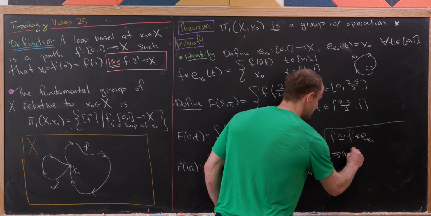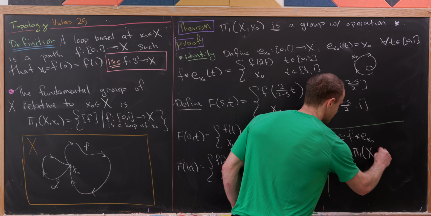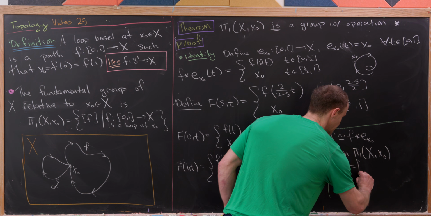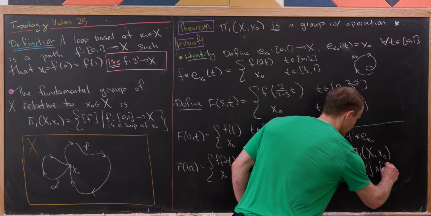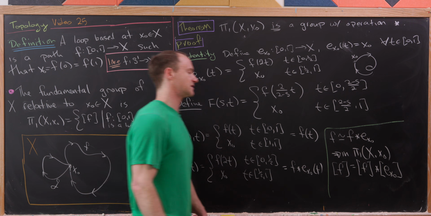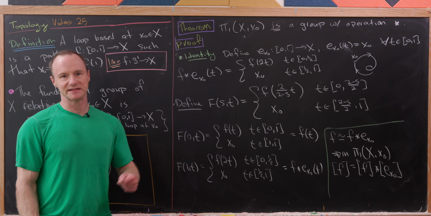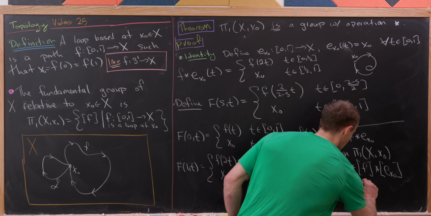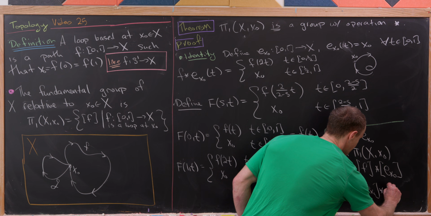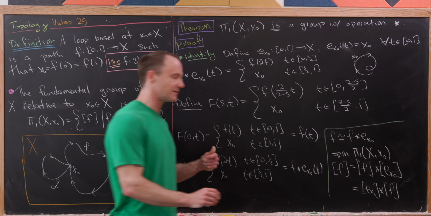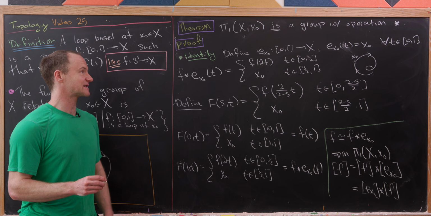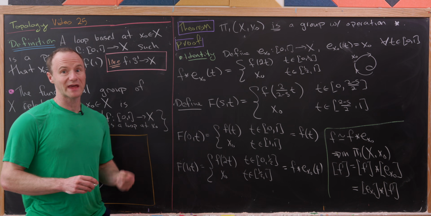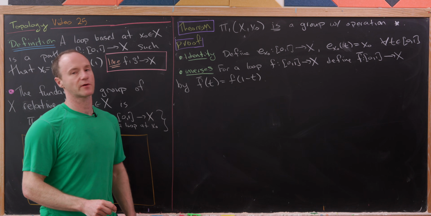But that means that inside of pi 1 of x comma x naught, we have the equivalence class of f is equal to the equivalence class of f star the equivalence class of e sub x naught. But that means that e sub x naught is at least acting like a right identity. And then maybe as a homework exercise, you can check that if you do e sub x naught star with f on the left, you'll get the same thing, which means in the end, this e sub x naught is the identity. Okay, cool. Now what we need to do is show that we have inverses. Okay, so now to go for inverses.